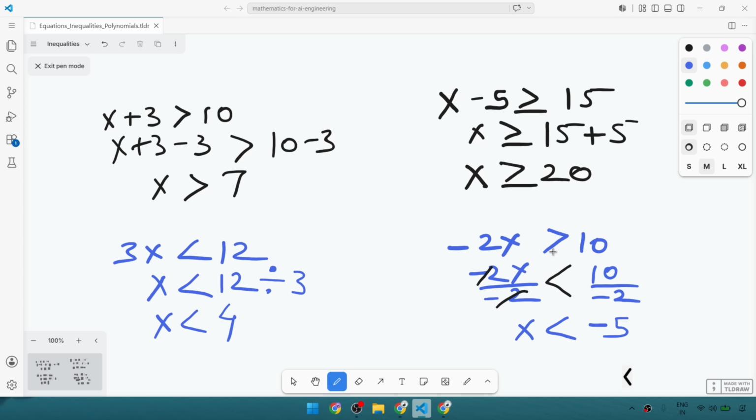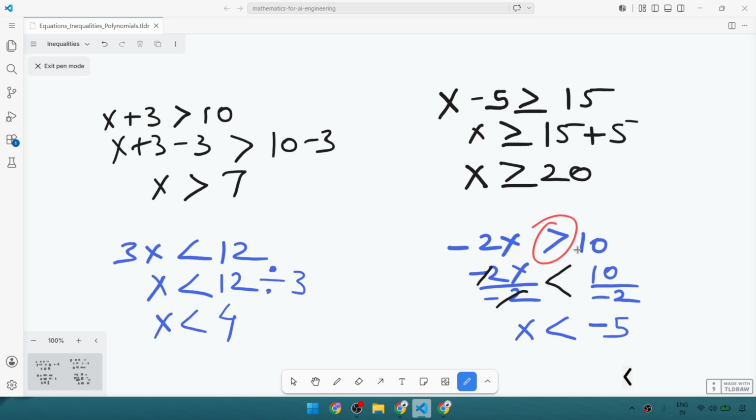So again, repeating this very important rule: whenever you are multiplying or dividing with negative numbers in case of inequalities, you reverse the symbol. If it is greater than, it will be less than. If it is less than, it will be greater than. In case of greater than or equal to, it will be less than or equal to. And similarly, in case of less than or equal to, it will be greater than or equal to. So now our final answer is x is less than minus 5.